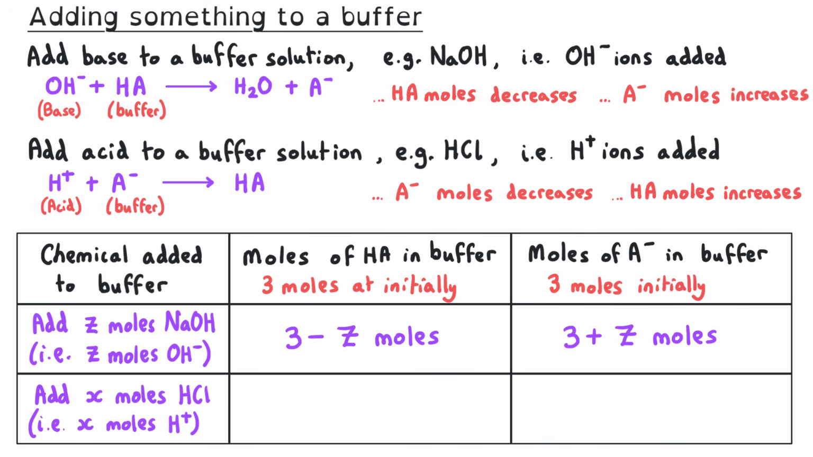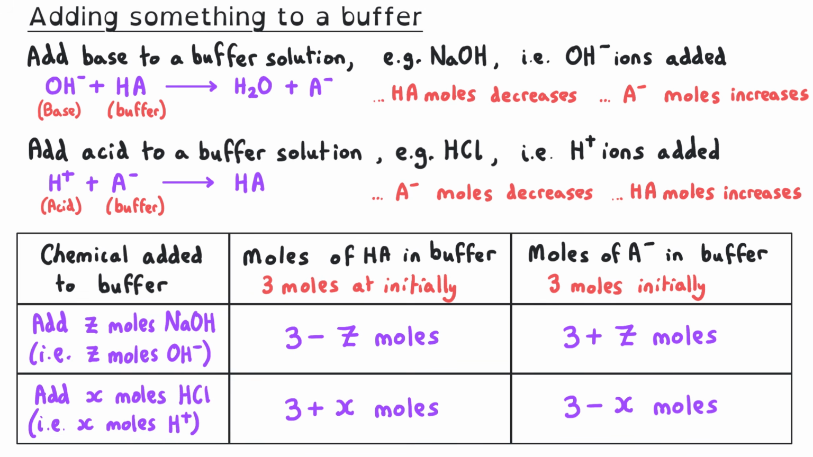If we were to add X moles of hydrochloric acid to our buffer, in other words, X moles of hydrogen ions, this would react with the A minus in the buffer, so the A minus moles will go down, and it will react in a 1-to-1 ratio, so after this addition of X moles of hydrogen ions, we will have 3 minus X moles of our A minus in the buffer solution. And that will produce the weak acid, remember, and so after the reaction, we will have 3 plus X moles of weak acid. In other words, the moles of weak acid are going to increase by the moles of hydrochloric acid added.